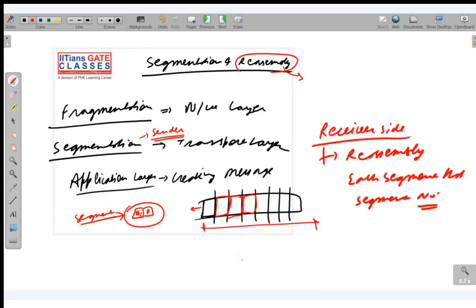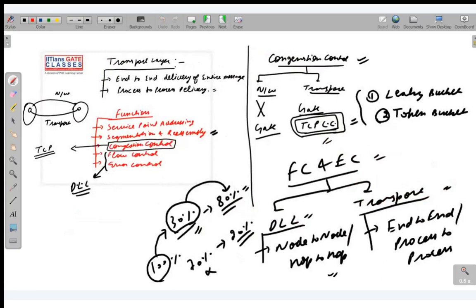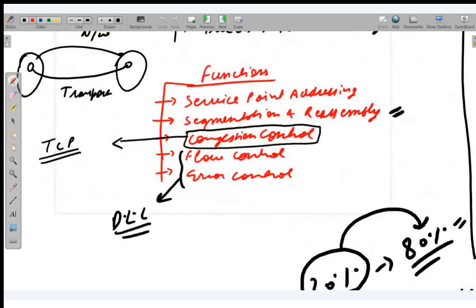Let me add here also connection control. One more functionality is there, connection control. That is the sixth functionality. Let me jump to the slide and tell you about what connection control is.